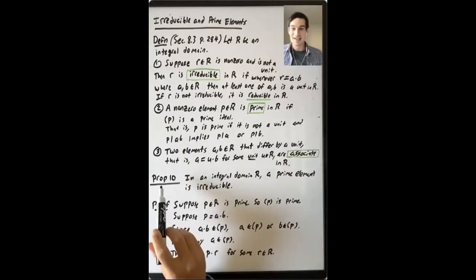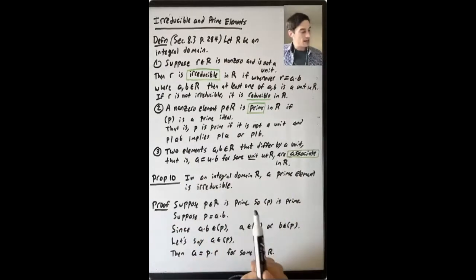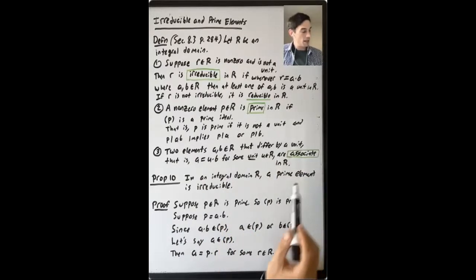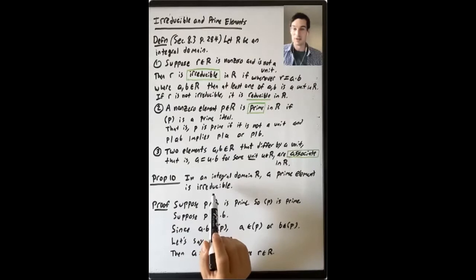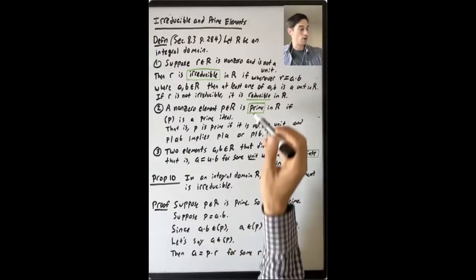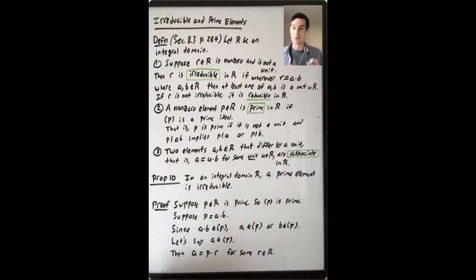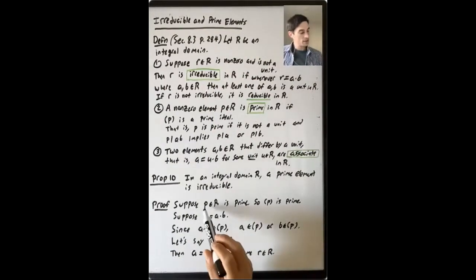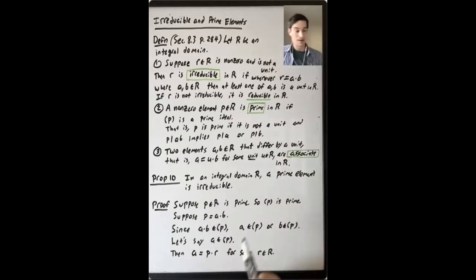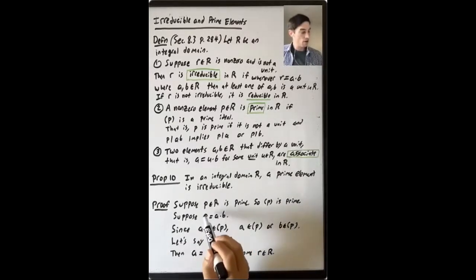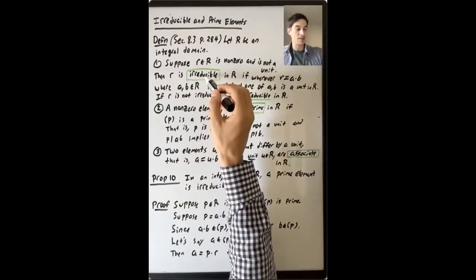Proposition 10 in section 8.3 says that in an integral domain R, a prime element is irreducible. So prime elements are automatically irreducible. Let's prove that. Let's suppose that little p in R is a prime element, so the ideal that it generates is a prime ideal. We're going to suppose that you can write it as a product a times b, where a and b are elements in the ring. We want to show that p is irreducible.